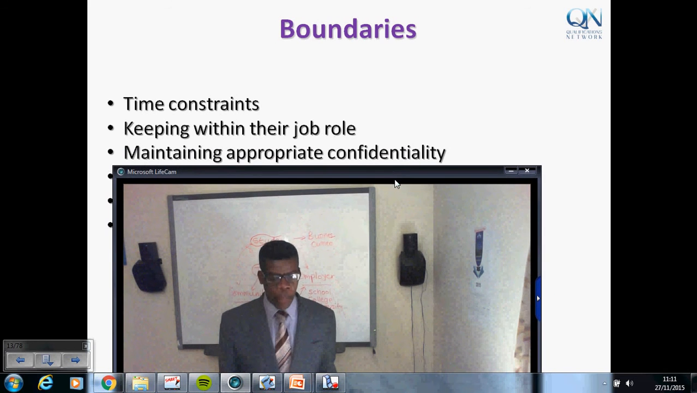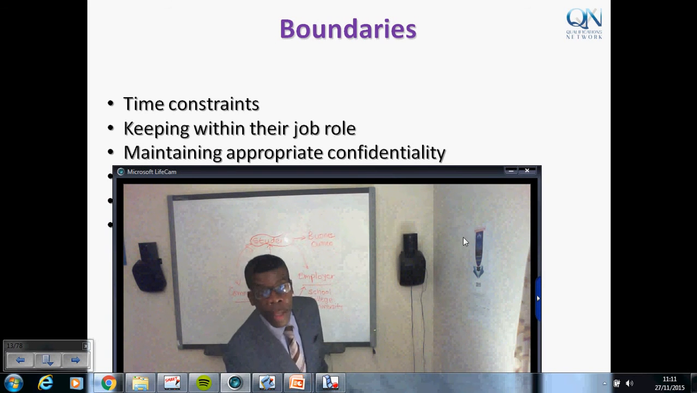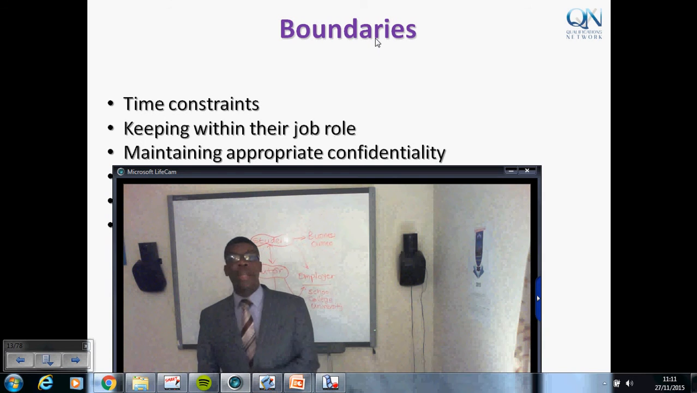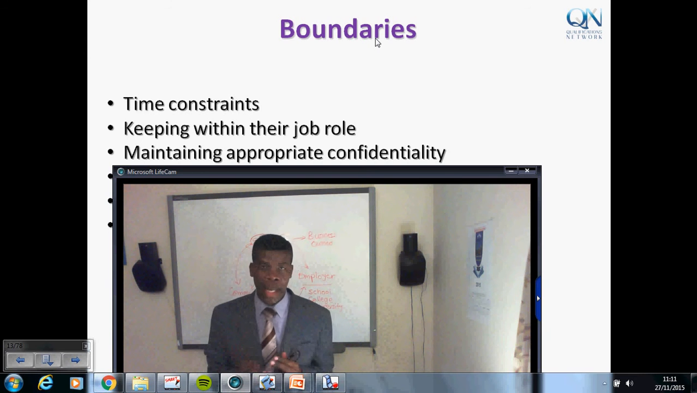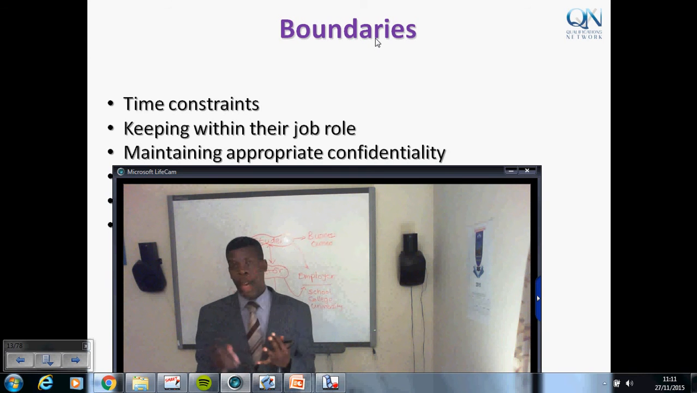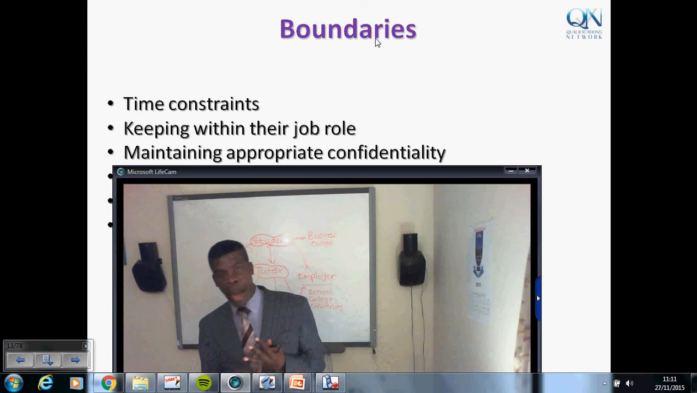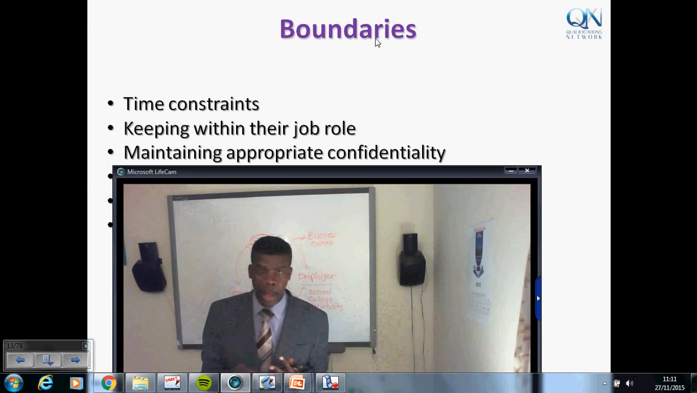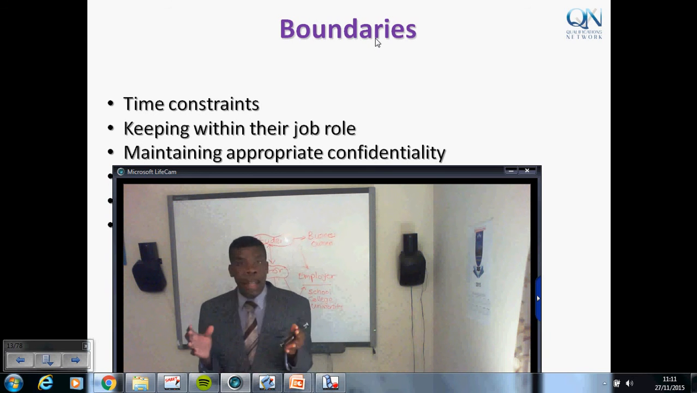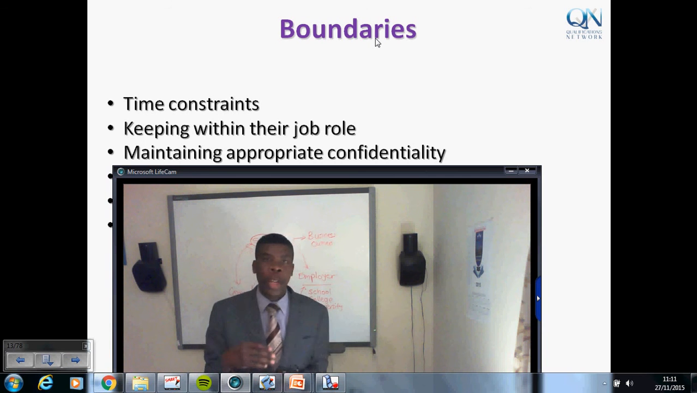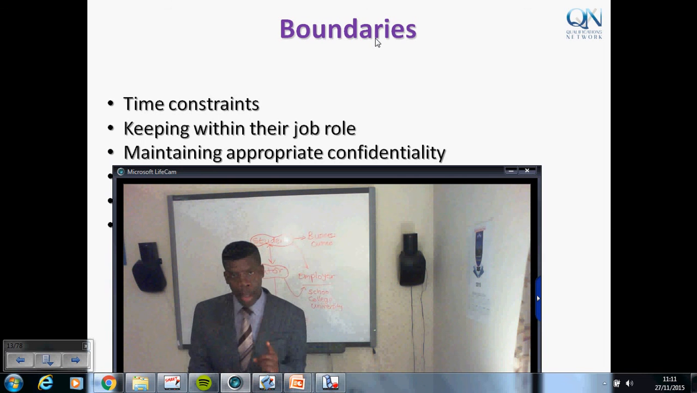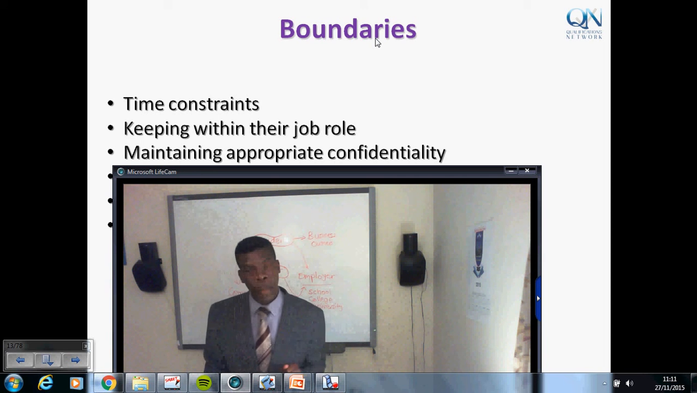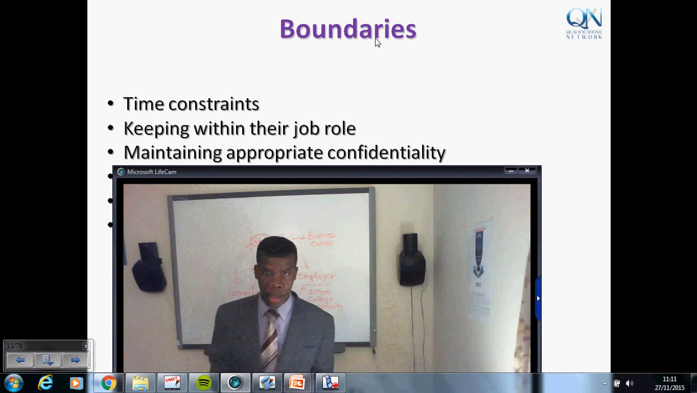Maintaining appropriate confidentiality. As part of safeguarding, in England or the United Kingdom, there are rules and principles that we are governed by in terms of safeguarding. Safeguarding ranges from safeguarding vulnerable adults, safeguarding young people, and even safeguarding your work colleagues in terms of the way you conduct yourself. And these things must be observed.